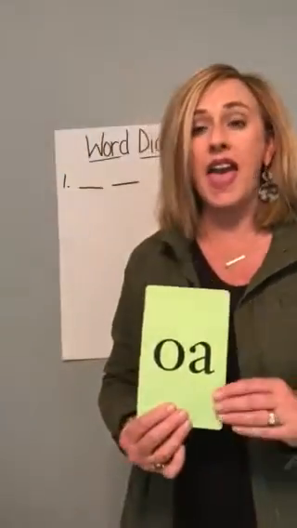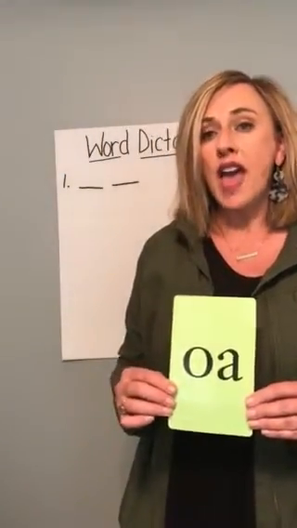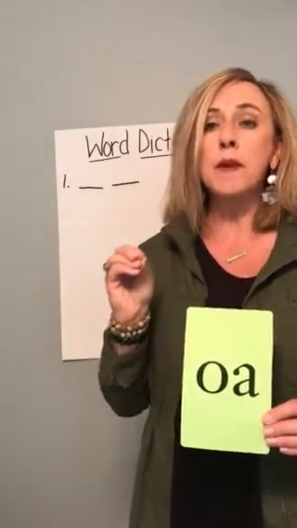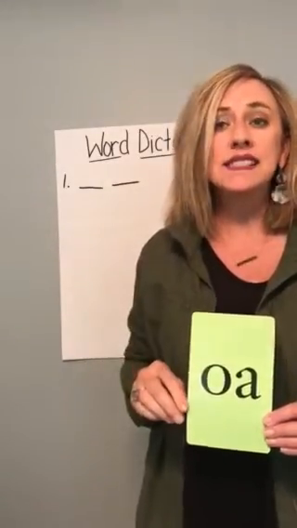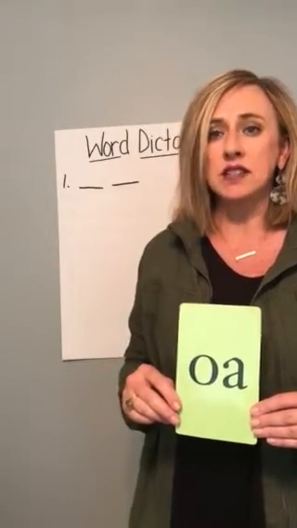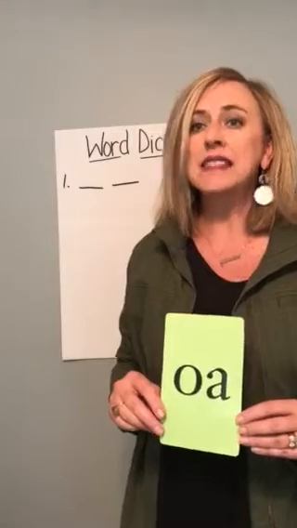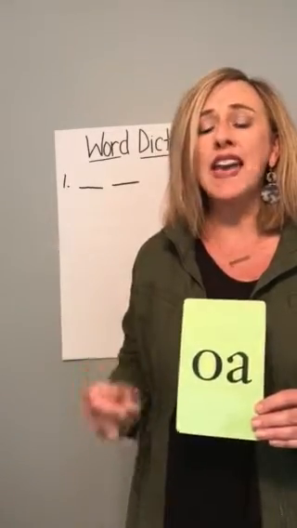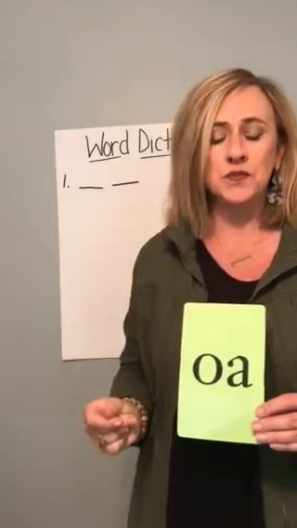The first is the vowel team of OA. When OA works as a team together at the beginning or the middle of a one-syllable word or syllable, it will make the O sound. Mostly you'll find this in the middle of a word or middle of a syllable. So OA says O in the middle.